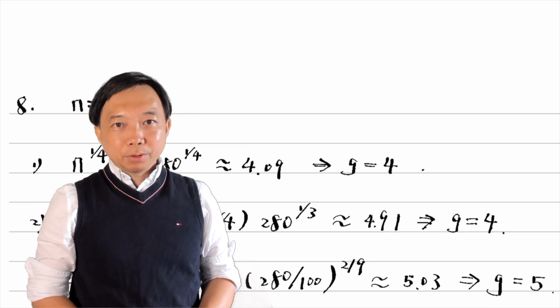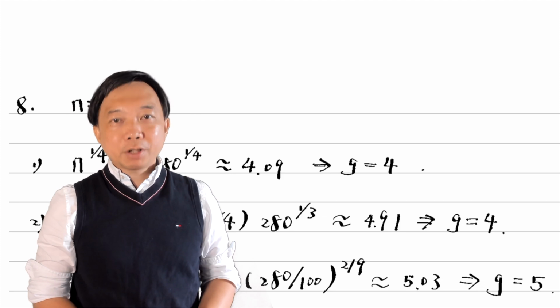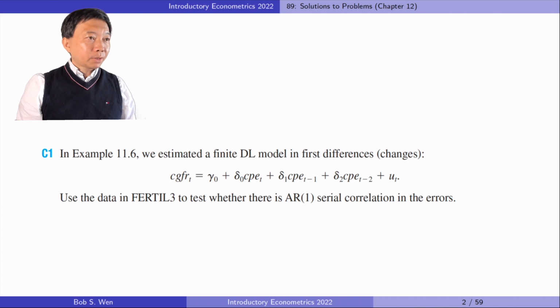Let's continue our solutions to the computer exercises for Chapter 12. As usual, I use Stata to solve all the computer exercises. Computer exercise 1 is about the serial correlation in the error terms. In example 11.6, we estimated a finite distributed lag model in the first differences. Use the data to test whether there is an AR(1) serial correlation in the errors.